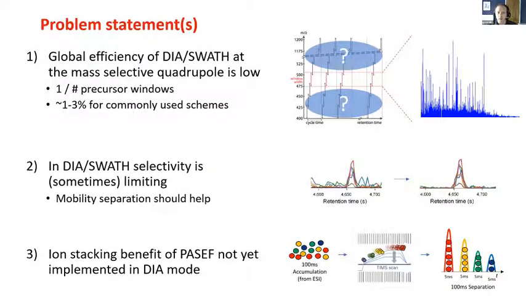Yeah, so obviously all ions outside of whatever the current quadrupole position is are being lost. And the question is, can we improve this by synchronizing the quadrupole with the ion mobility separations in DIA mode?